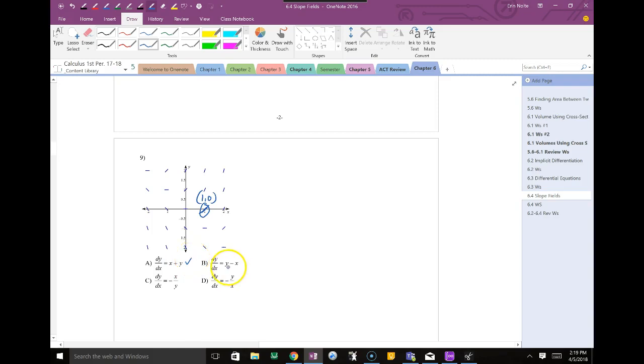If I try the next one, I have y minus x, so that would be 0 minus 1. That's negative 1. That's definitely not a positive slope. Not that one. If we tried this one, we'd have negative 1 over 0. Can't divide by 0, so that would be undefined, and we wouldn't see a line there at all. Not that one. And the fourth option, we'd have 0 over 1, which would make 0. That's definitely not a slope of 1.